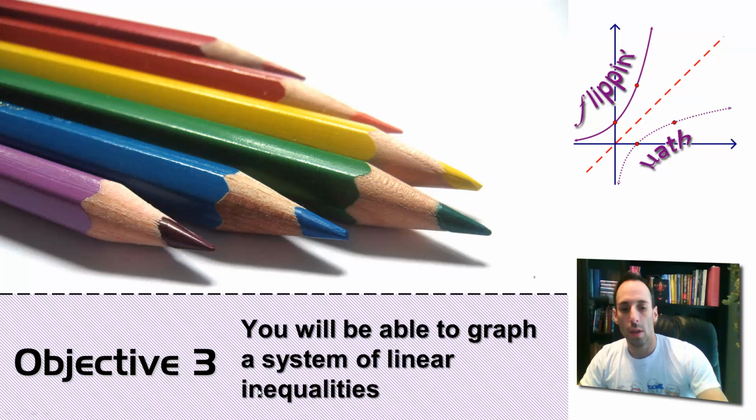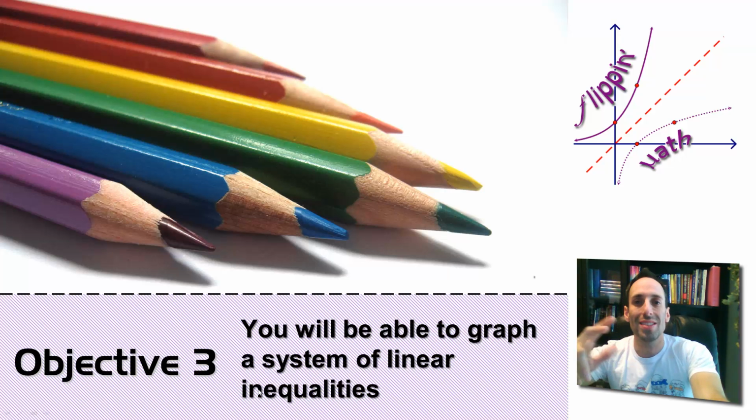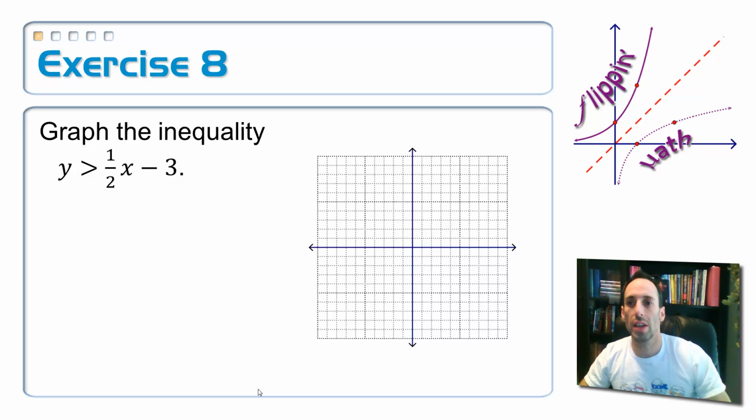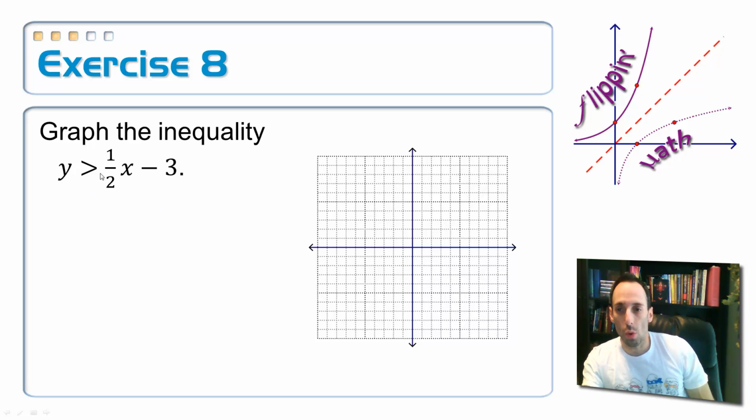Let's go. So before we do a system of linear inequalities in two variables, let's just graph one of them. So in exercise 8, let's graph the inequality y is greater than 1/2 x minus 3. Okay, so whenever you go to graph this, first of all, you graph it like you would graph a line y equals 1/2 x minus 3. But since it is greater than and not equal to, instead of making it a solid line, we're going to make it a dashed line.